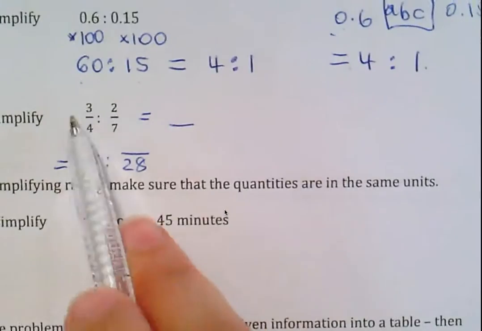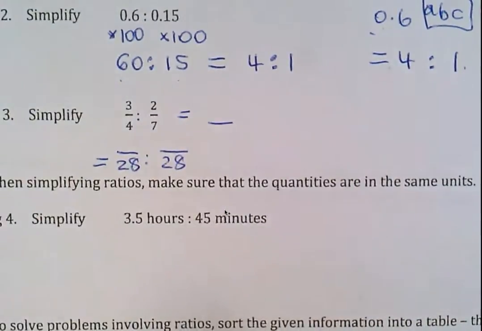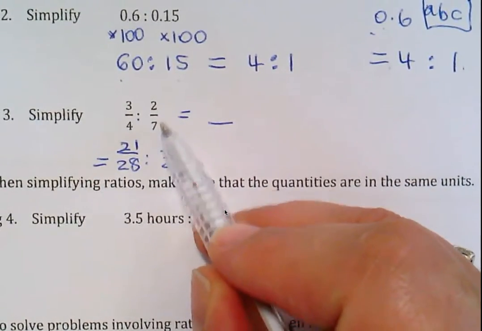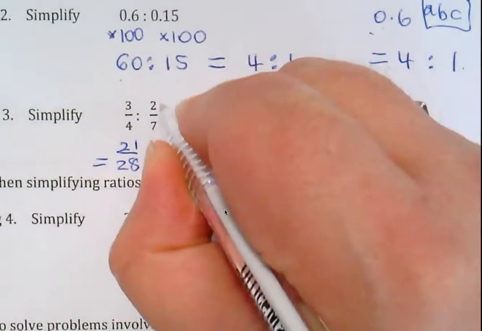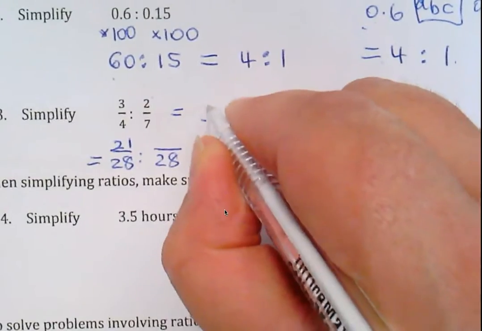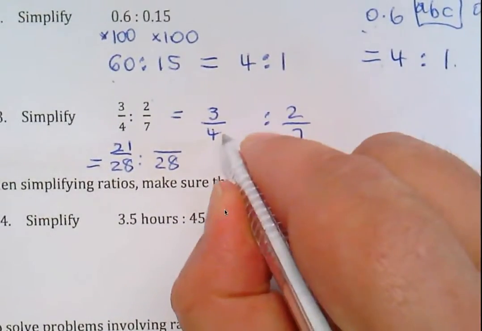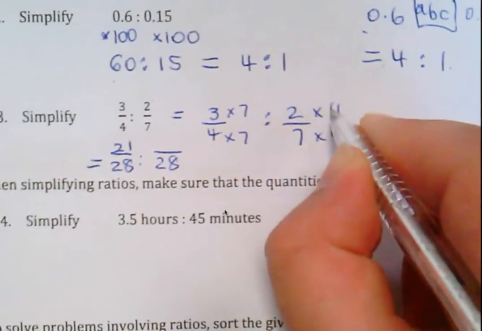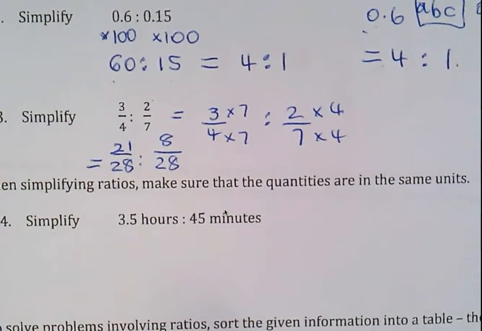Good. So the first fraction needs multiplying by 7 over 7. What's 3 times 7? 21. Good. And the second fraction, to make it 28, needs multiplying by 4. So what's 2 times 4? 8. So what we're really doing is the following. 3 over 4 is to 2 over 7. What we're really doing is going times 7 times 7, and this one is times 4 times 4. So we get 21 over 28 is to 8 over 28.